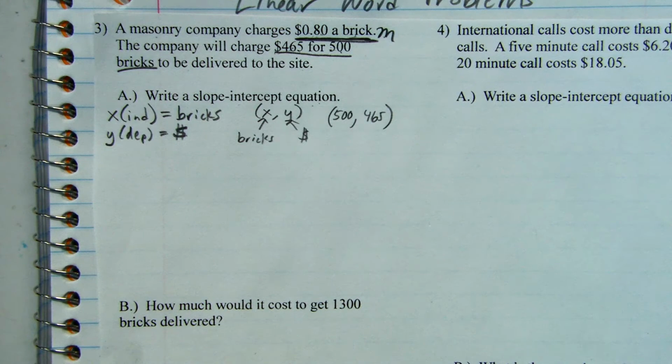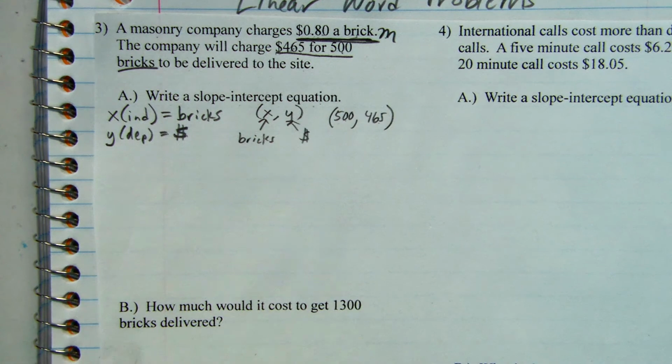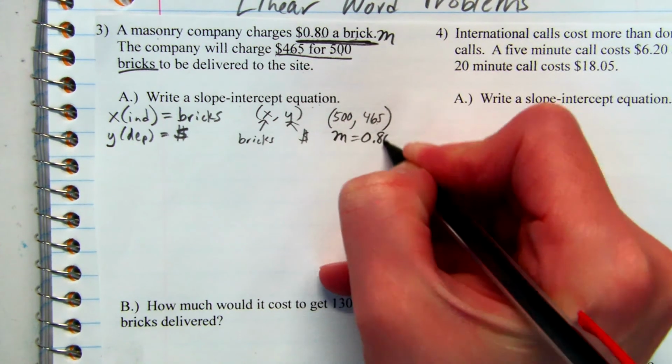It's very important you know which one is independent and dependent. X is independent, Y is dependent. If you switch these, you'll get the wrong equation. That's why we spent so much time earlier this year on independent and dependent variables. It's going to keep coming back to haunt us. So we have this point, and then I'm just going to go ahead and write the slope right here so I have it all in one place.